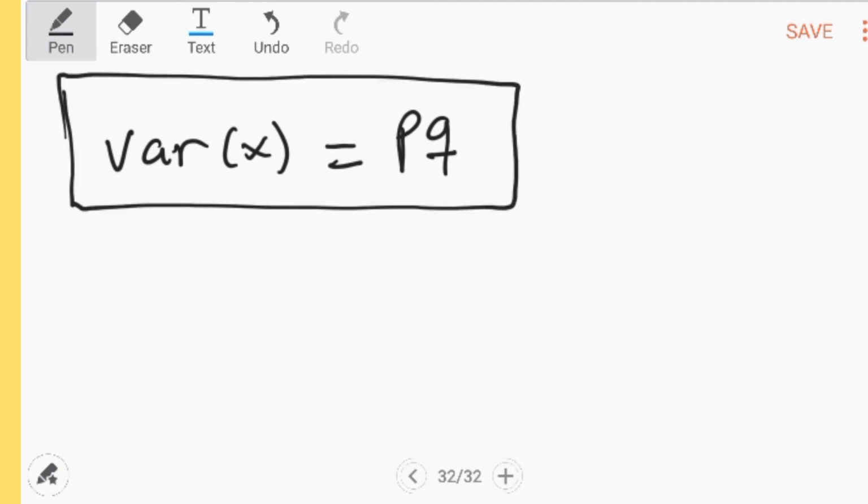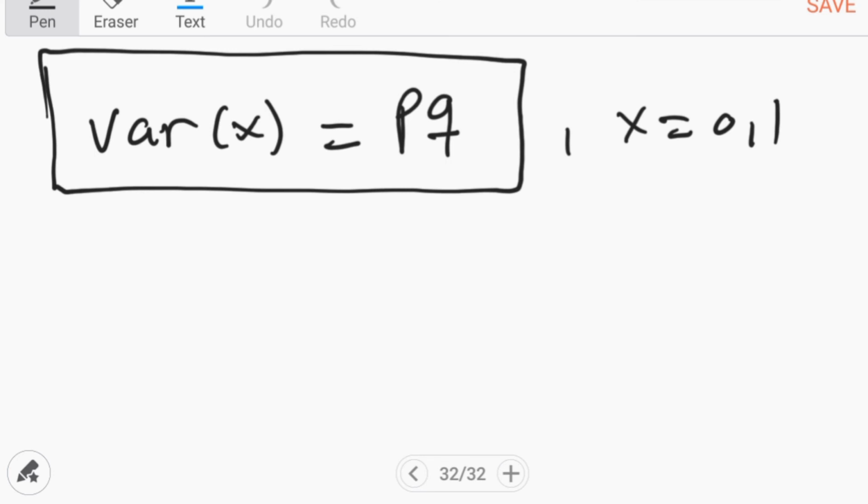So we've been able to show that the variance of the random variable x in the Bernoulli distribution is pq. Now note that this is only possible when x runs from 0 to 1.